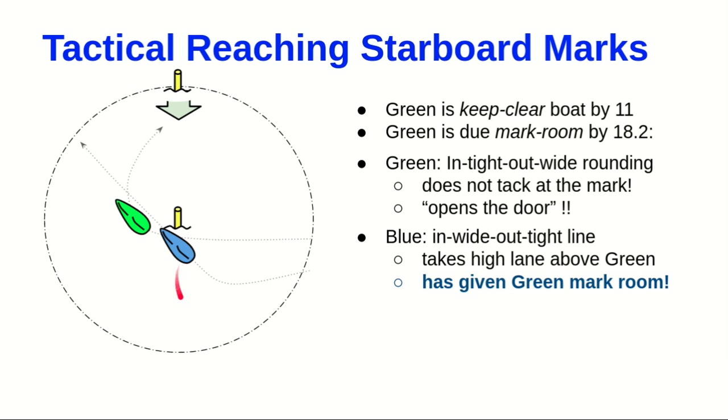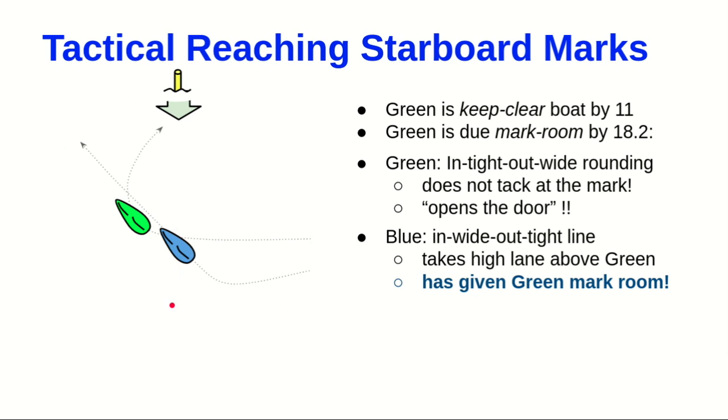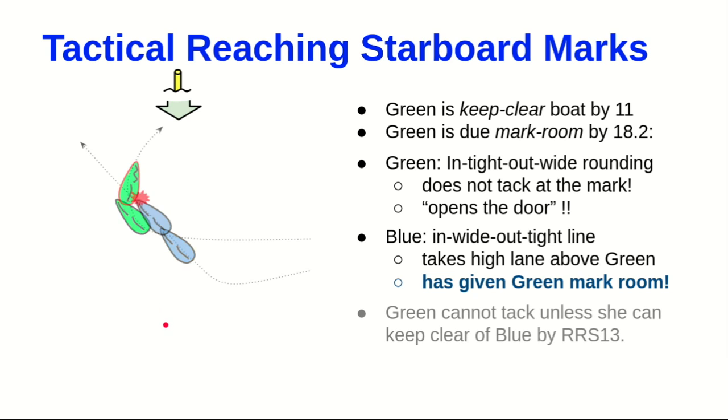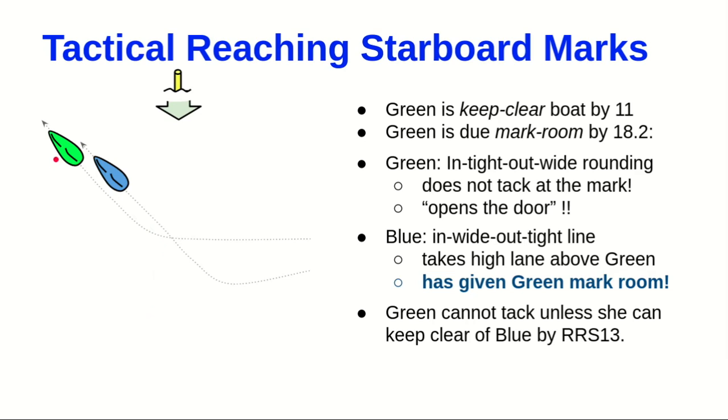So in this case, blue's given the mark room, the mark no longer exists, and it's just two boats sailing on the same tack. Blue is clear astern of green, blue must keep clear of green. But that doesn't entitle green to tack in front of her. If green tacks, she's still constrained by rule 13 and eventually 10 to keep clear of blue. So therefore blue can take green as far as she likes, off to the left side of the course, after rounding that mark.